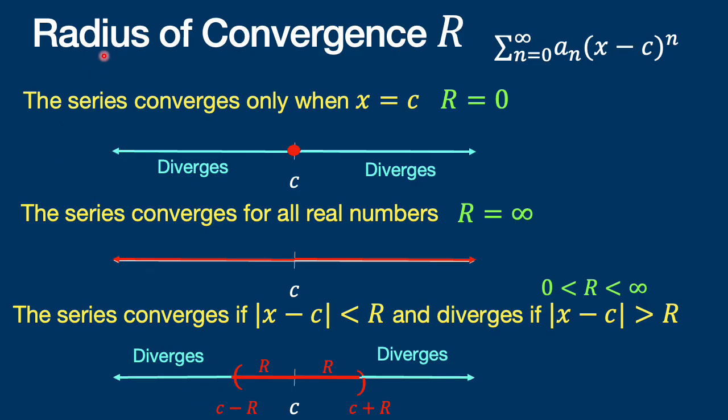Please remember that the radius of convergence has only 3 cases. R equals 0: the series converges at only 1 point. R is infinity: the series converges for all real numbers. R is between 0 and infinity: the series converges between c minus r and c plus r.